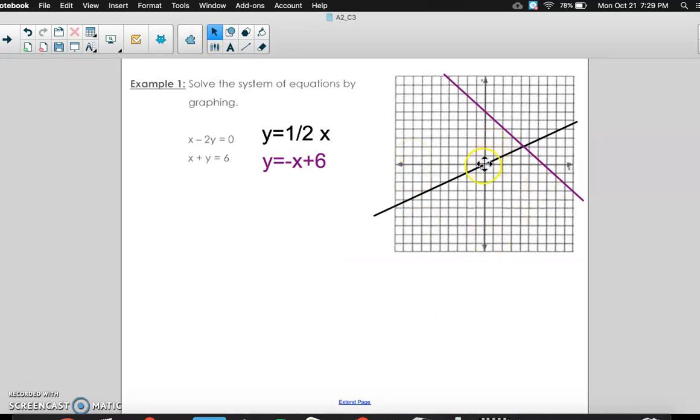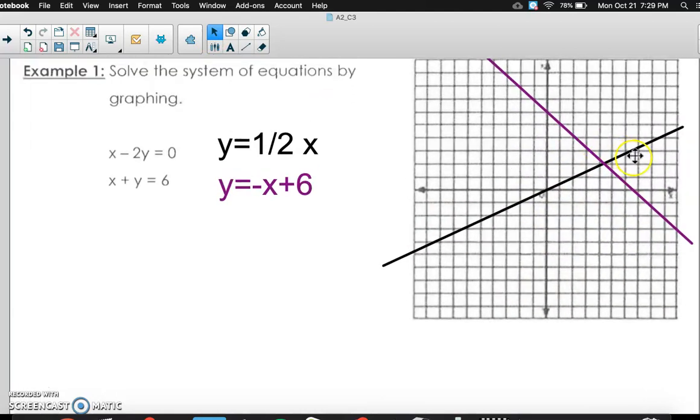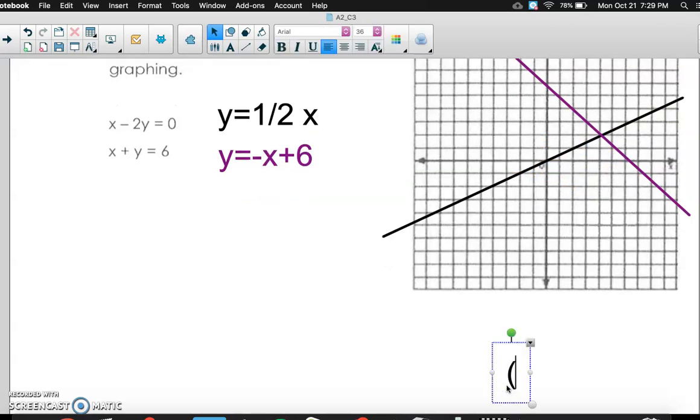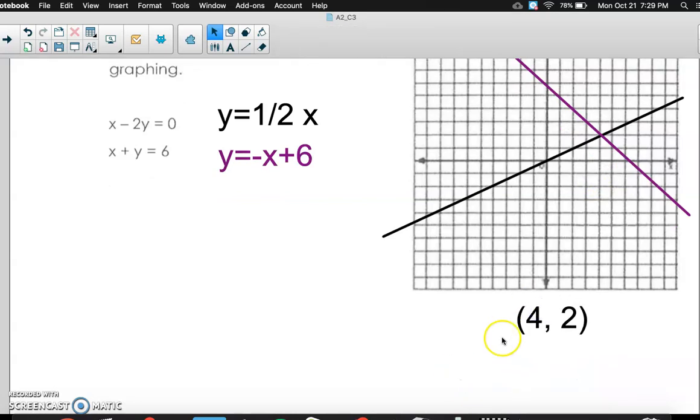So if I look here, I'm going to go over. I know it's hard to see, and because of how my lines are placed, it's challenging. It'll look a little bit clearer on your paper, I think. But I actually find that my solution is at 4, 2. So if I want to write the solution for this system of equations, I would just put the ordered pair 4, 2.